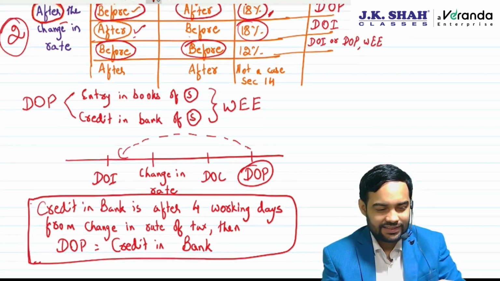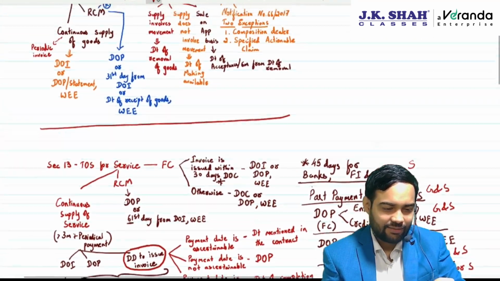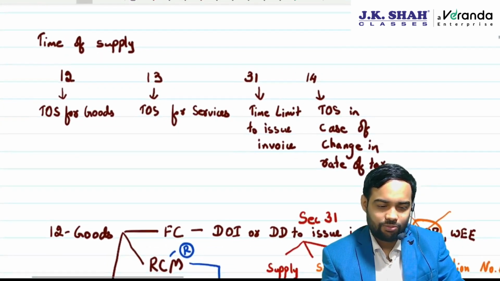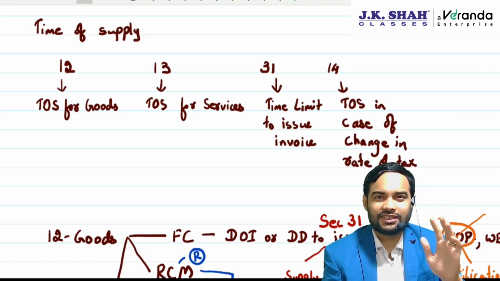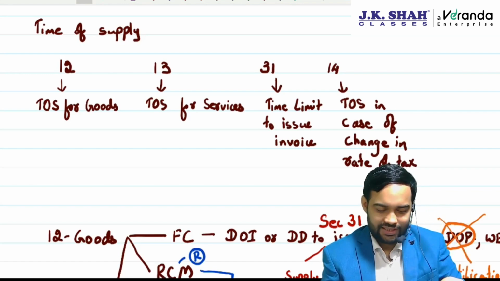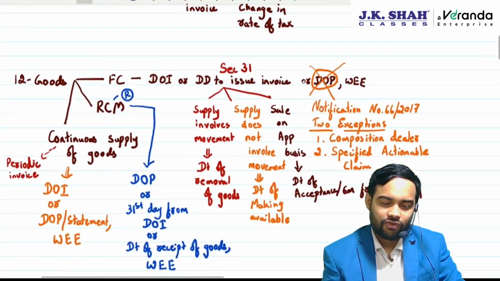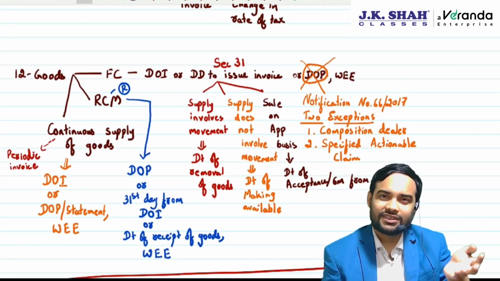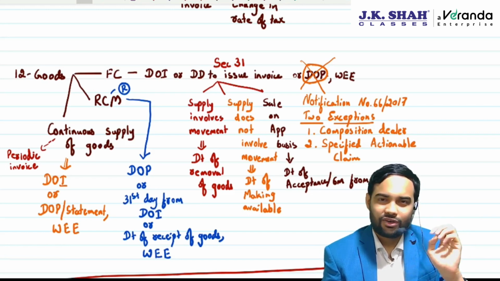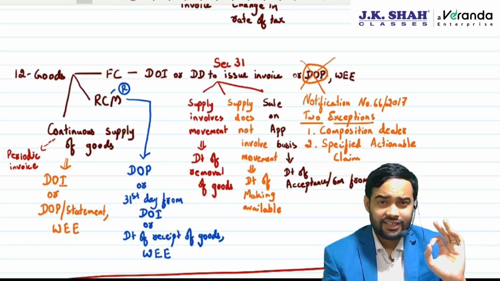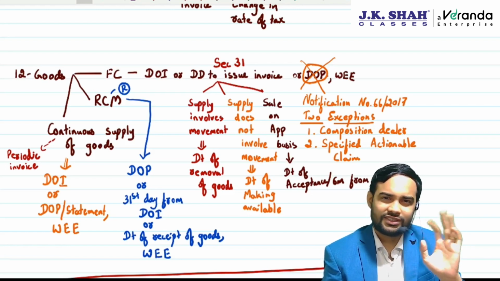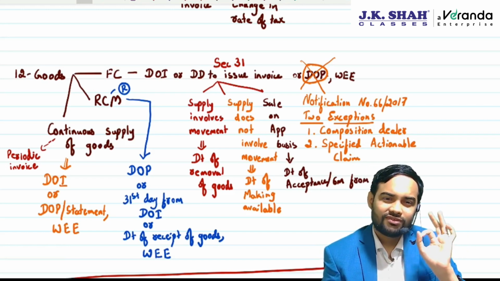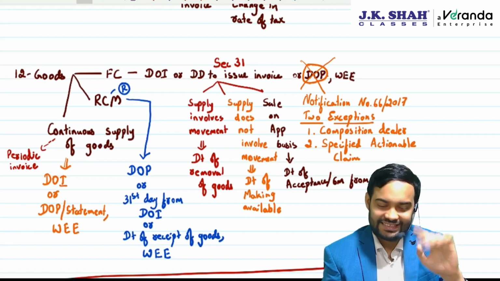Let's quickly sum up what we have discussed in time of supply. See, first of all, time of supply, we dealt with 4 provisions. Section 12, 13, 31, 14. 12. Forward charge, we saw invoice or due date to issue invoice. Reverse charge, 31st day or date of payment or receipt of goods. Continuous supply of goods, invoice or payment or statement, whichever is earlier. When do you call it as continuous supply of goods? When there is periodic invoice.